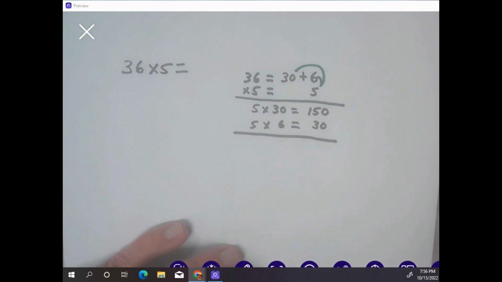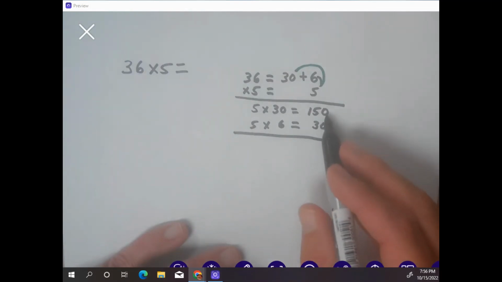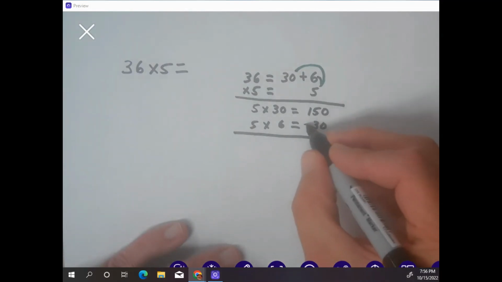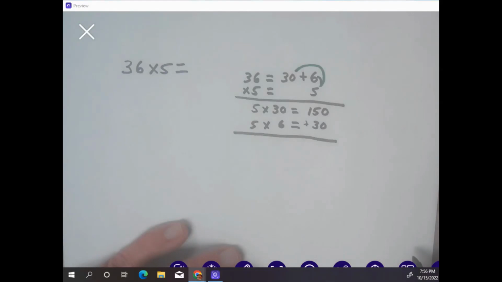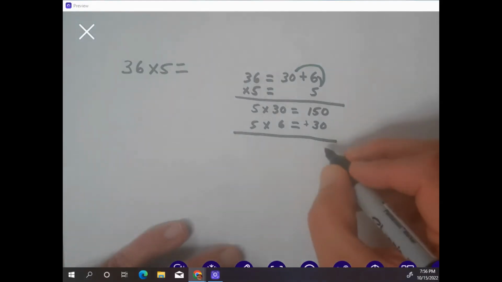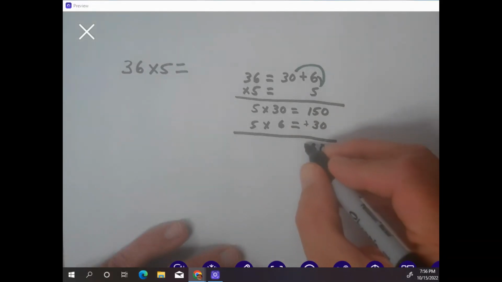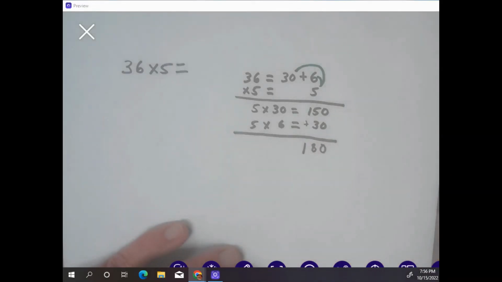Did you do that the same way? Did you line up the ones and the tens? We add those two sums together to get our product or our answer to 36 times 5. There we go. Not too bad. So hopefully you enjoyed the video. Hopefully you're starting to feel a little bit more confident about using the expanded notation method to multiply.